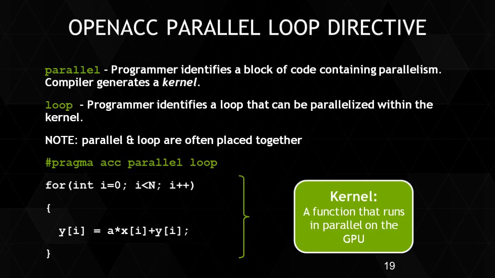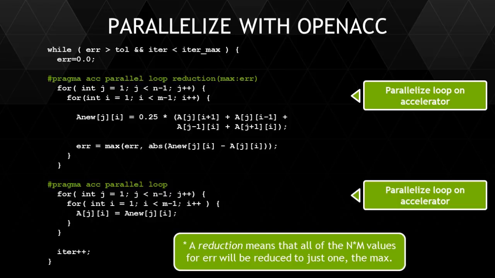So if we apply this to our code, you can see we've identified two loops as parallel, and so I've added two parallel loop pragmas to the code. The first one, of course, in the first loop nest, and the second below. Now, one subtlety here is this reduction clause. And this is something that if you've not done any parallel programming before, you might not be familiar with.